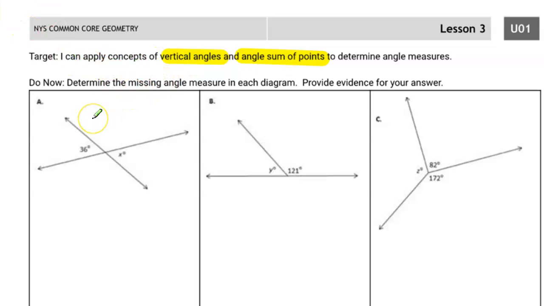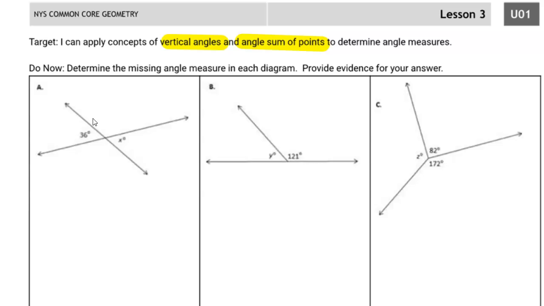For right now, take a look at the do now questions. It should take you a couple minutes. Try to answer these questions and use evidence for your answer. Make sure you write down why you say the answers.